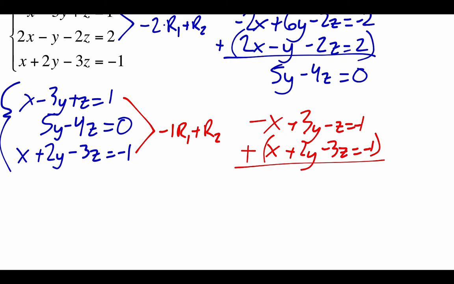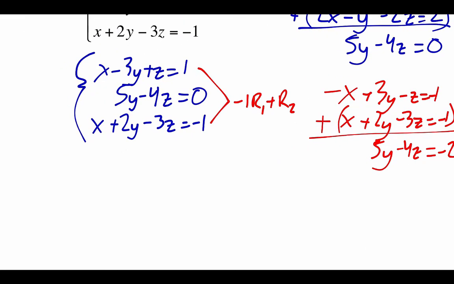Add them together. Negative x plus x is 0, so that cancels out. 3y plus 2y gives us 5y. Negative z plus negative 3z is negative 4z. And then we have negative 1 plus negative 1 equals negative 2. Okay, so now we've got it down to just two variables. So let's replace that last equation.